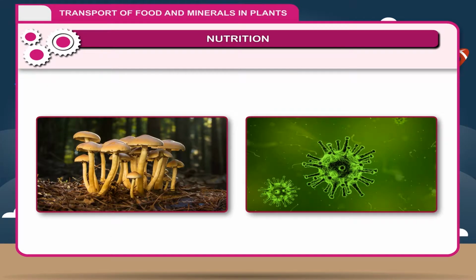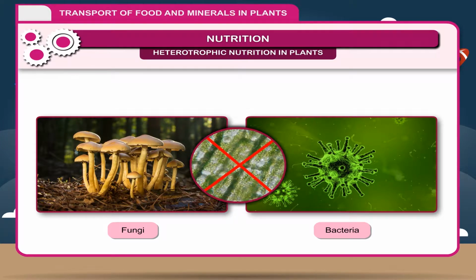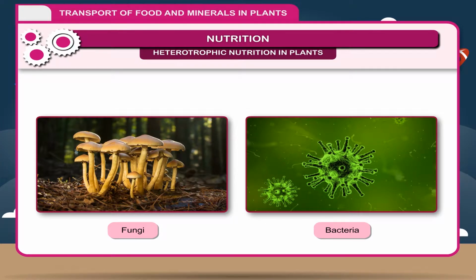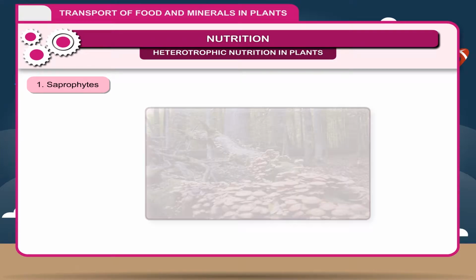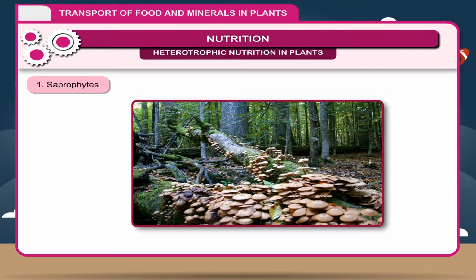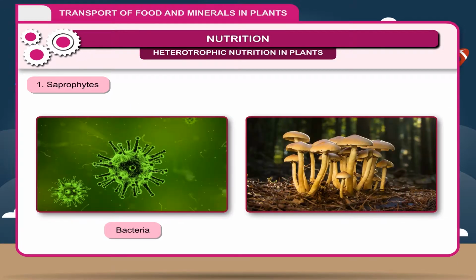Heterotrophic nutrition in plants. There are plants like fungi and bacteria which do not possess chlorophyll and therefore cannot prepare their own food. Heterotrophic nutrition in plants can be of the following types. 1. Saprophytes. The plants which depend upon dead, decayed, and rotten materials for their nutrition. Example: some bacteria and fungi, mushroom.